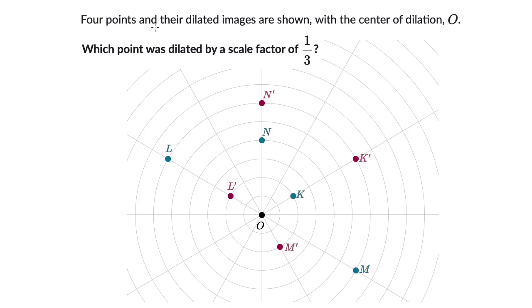We're told that 4 points and their dilated images are shown with the center of dilation O. Which point was dilated by a scale factor of 1/3? So pause this video, have a go at that.